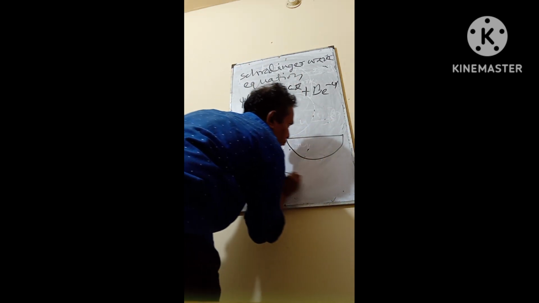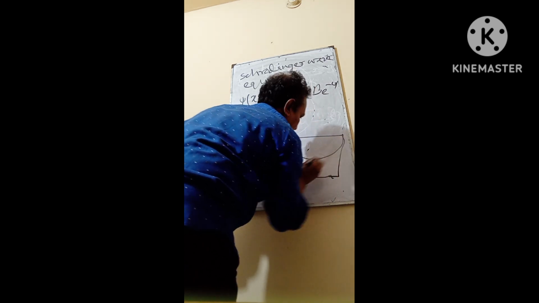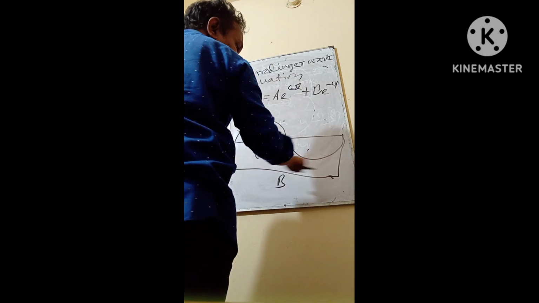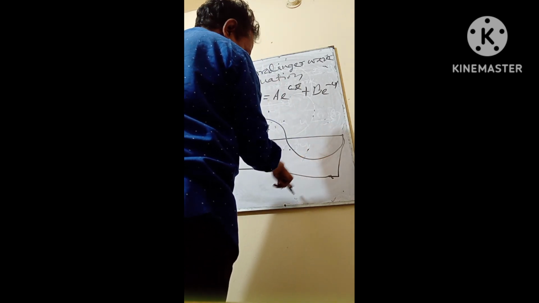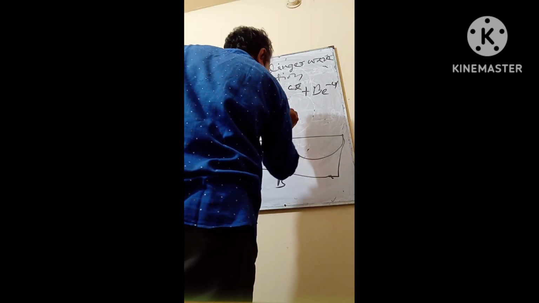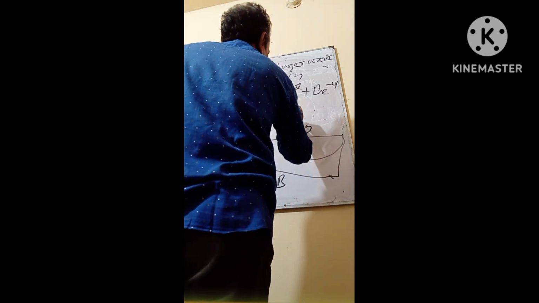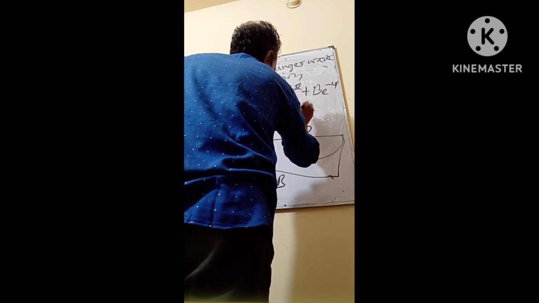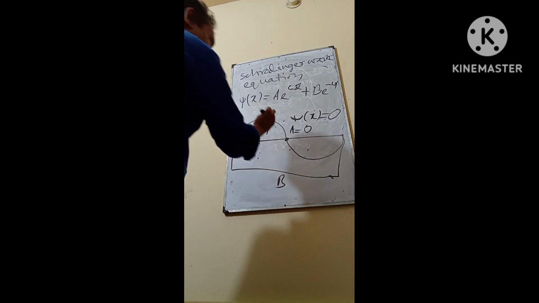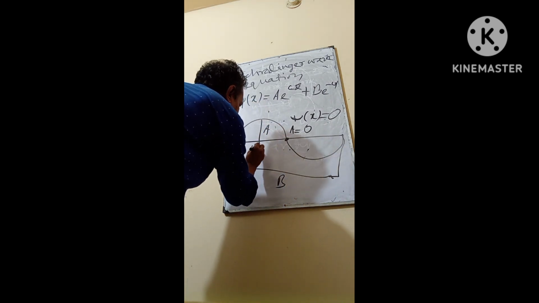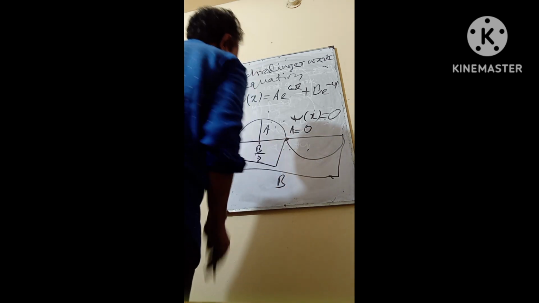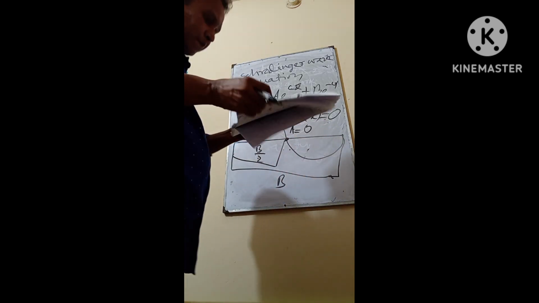And this is the B. B is the y coordinate, x is the x coordinate. So this point is equal to 0. B, the eigenvalue of x, must be 0. And at this point, B by 2.